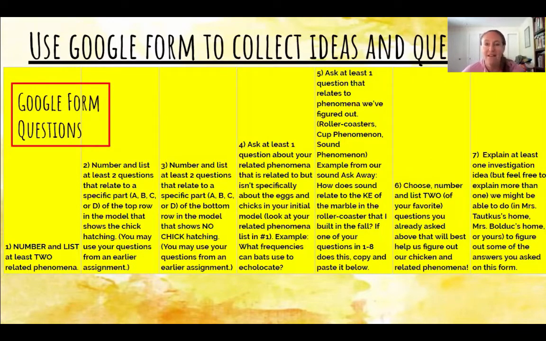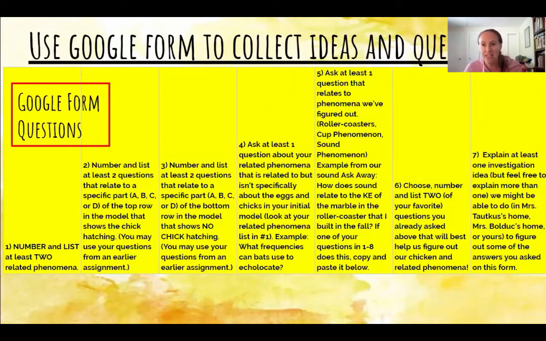And I really feel that having practiced these skills in the classroom first was helpful. But even if next year I have to start with this, I can just be really explicit with my directions. The second question was that I wanted them to come up with 2 questions that specifically related to the chick hatching part of the initial model. So I wanted them to zero in on what they were wondering about to make the chick hatch. And then the third question was, okay, now come up with 2 questions about the bottom row.